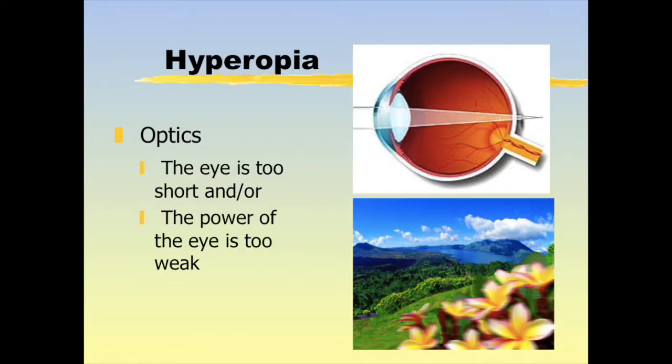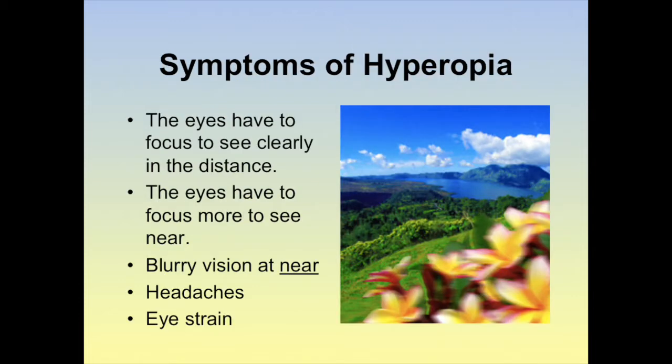So in hyperopia, in terms of optics, what's going on? The eye is too short, the power of the eye is too weak, and as the light comes in, it just cannot come into focus by the time it gets to the retina, so you have an out-of-focus image. Patients with hyperopia tend to see objects in the distance clearly, although they have to force their eyes a little bit to see those objects in the distance, and objects up close tend to be out of focus.